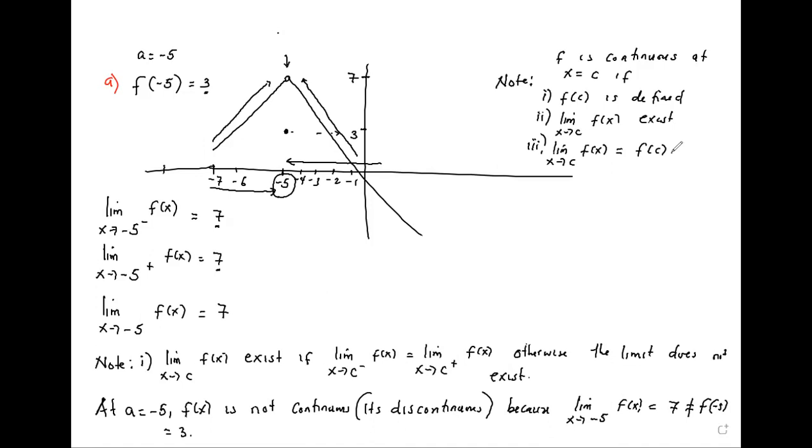So to be defined, we have found the number 3. For the limit to exist, the side limits are equal, and so the limit exists here. But is it continuous? You check if the number you got here is the same number you got as the limit. If the two are different, then you say the function is discontinuous. It's not continuous there.